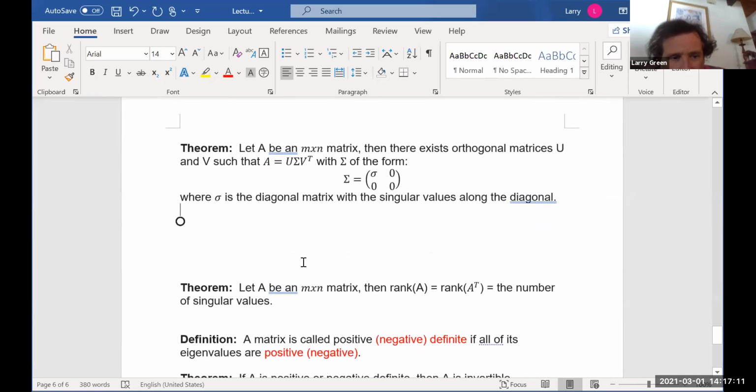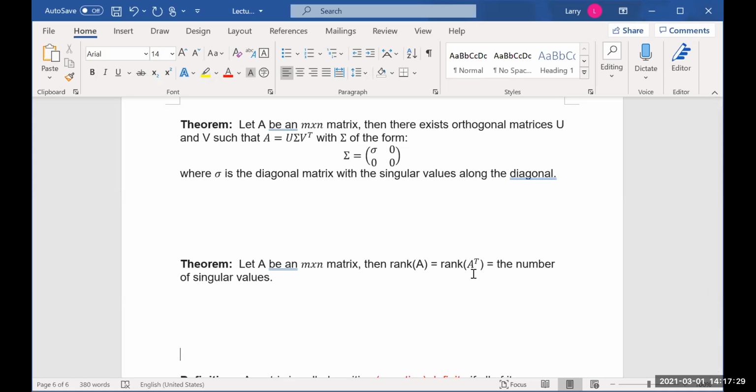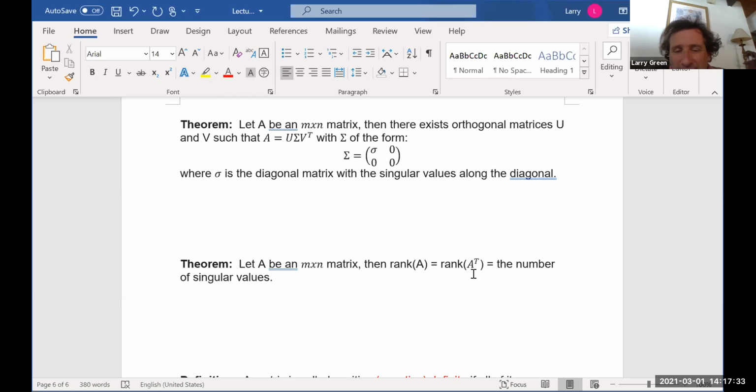Okay. Now comes a big theorem. And that is, if A is an m by n matrix, then we've already had the first part: rank of A equals rank of A transpose. Do you all remember that one? Yes. Okay, that came like in week 3 of the class or something like that.